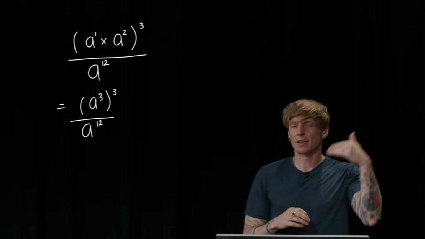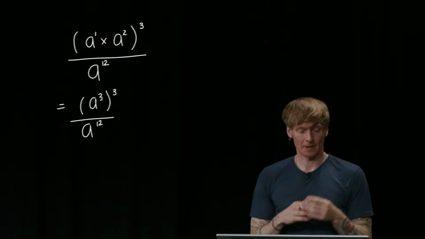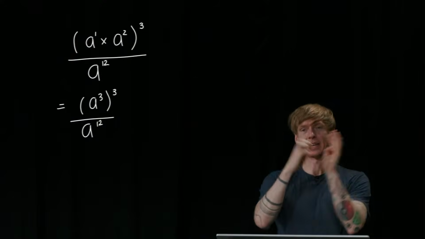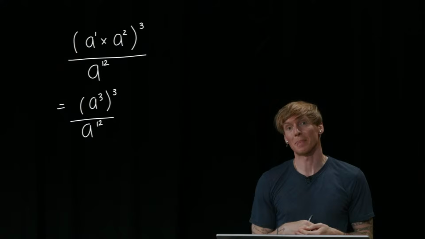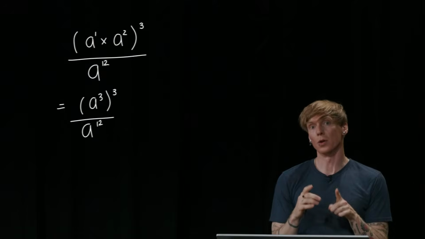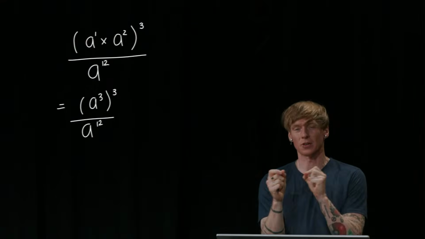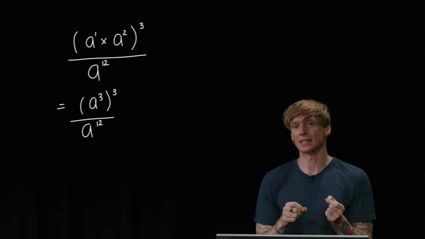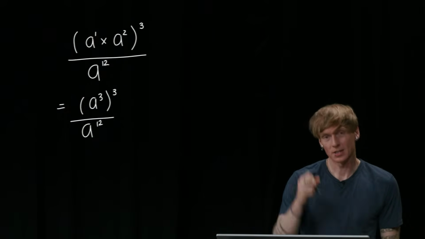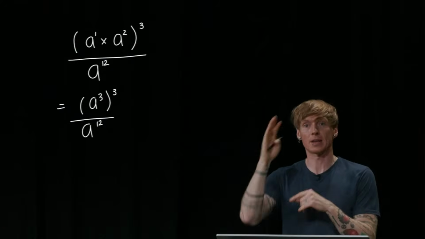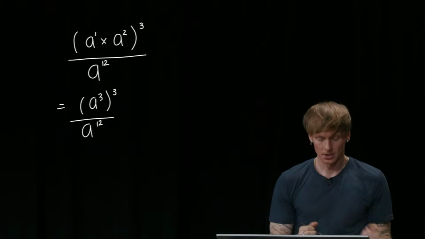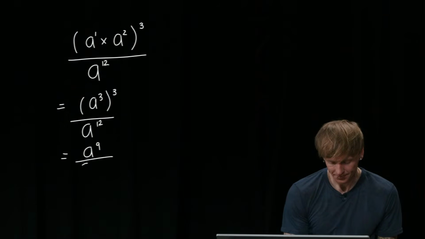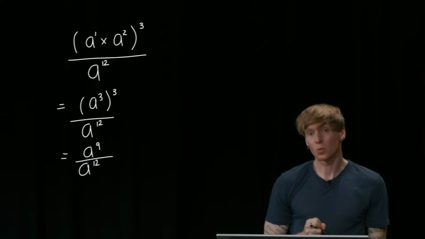Now let's simplify the numerator. This is now an example of that third rule, where we have an exponent itself to a certain power, and we multiply those two numbers. It's very important that you're careful here with which rule applies in this situation. So we've got a to the 3, all to the power of 3. 3 times 3 gives us 9. So the resulting power there is going to be a to the 9 divided by a to the 12.